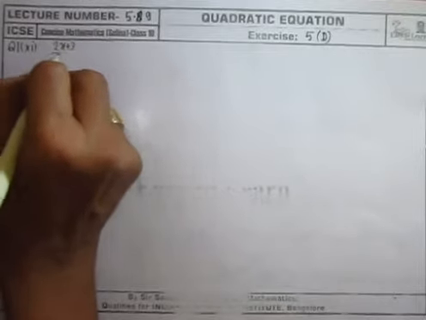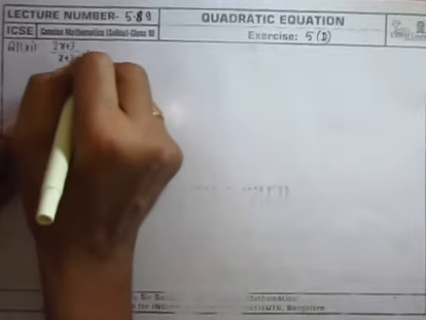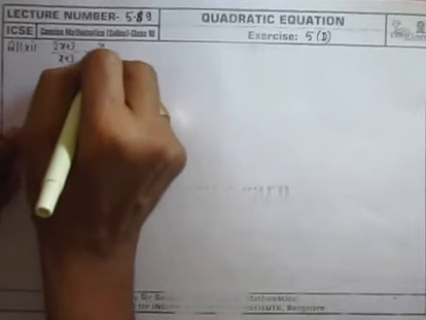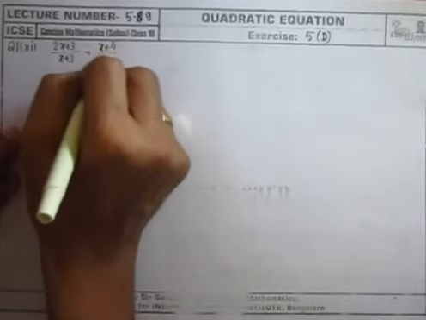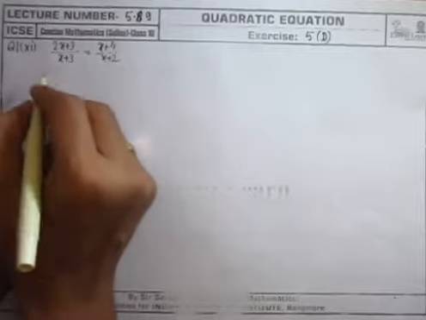Now question number 11. Here the question is (2x + 3)/(x + 3) = (x + 4)/(x + 2). So first of all, convert this equation into general form.